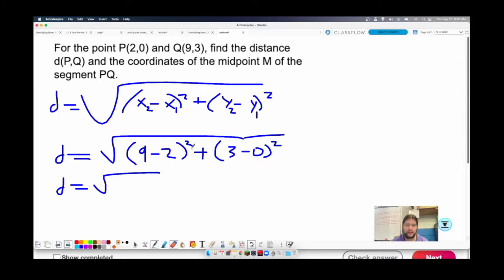49 plus 9 is 58. Midpoint, add them up, divide by 2. So that's going to be 11 halves and 3 halves. For midpoint, you average them. So we're going to add them up and divide by 2.